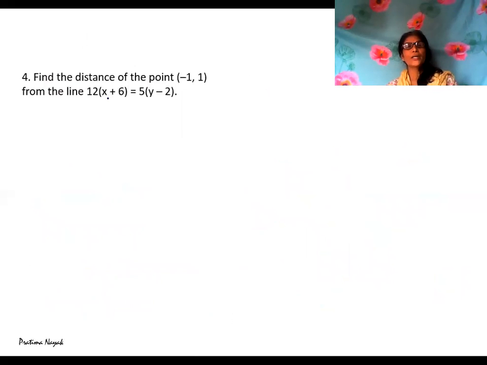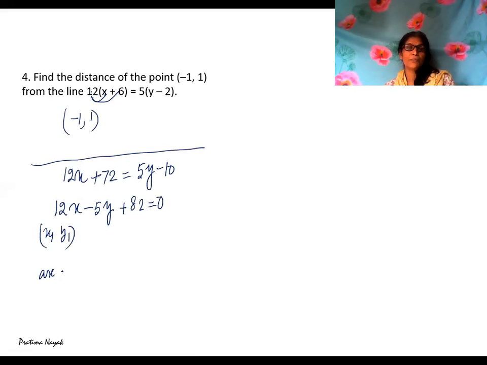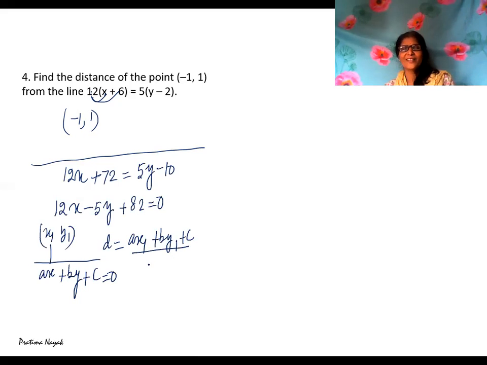Next, question number 4. Find the distance of the point (-1, 1) from the line. The line is 12x plus 72 is equal to 5y minus 10. Or simplify, 12x minus 5y plus 82 is equal to 0. So what is the formula? The formula is, from the point (x1, y1) to the line ax plus by plus c is 0, the distance is equal to modulus of ax1 plus by1 plus c by under root a square plus b square.